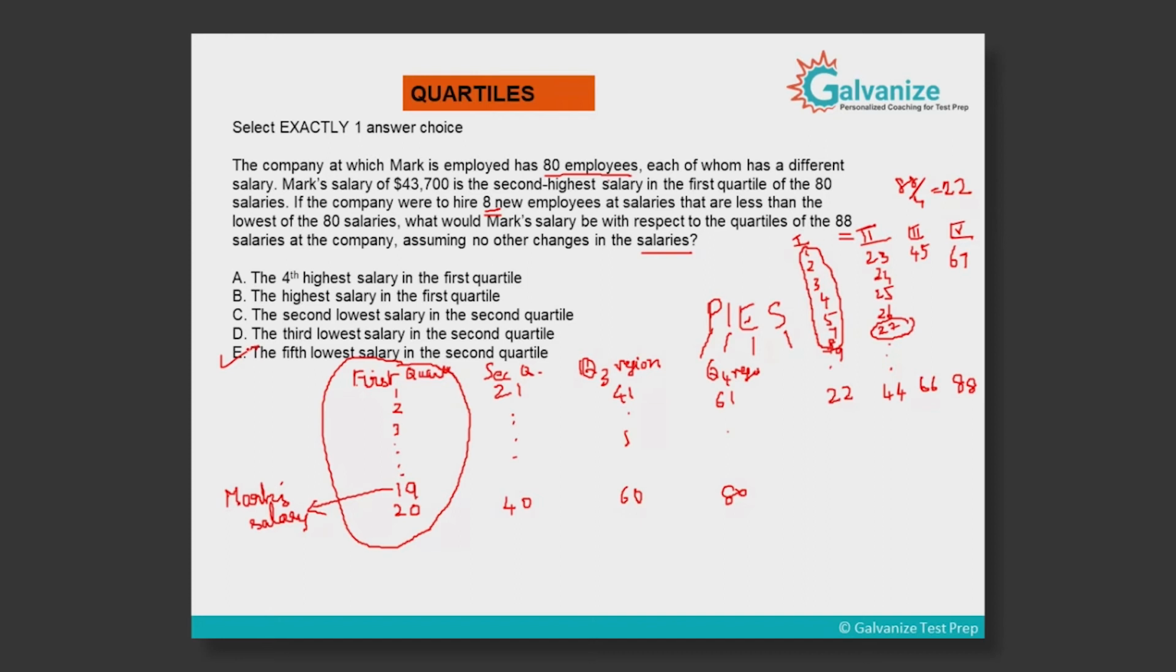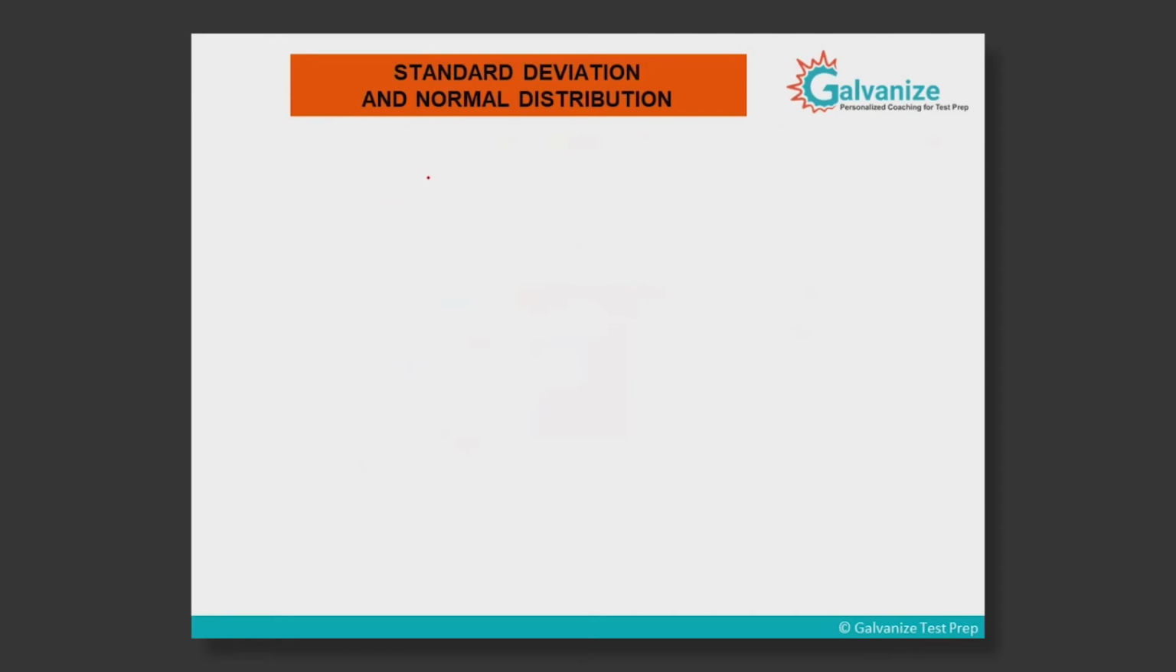Right. Now, a very similar type. Medians, quartiles, and percentiles are very, very similar to each other in the approach. Right? The median divides it into 2 equal halves. Quartiles divide it into 4 equal parts. The next very important topic, standard deviation and normal distribution.